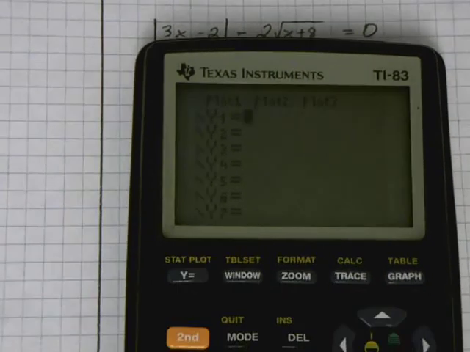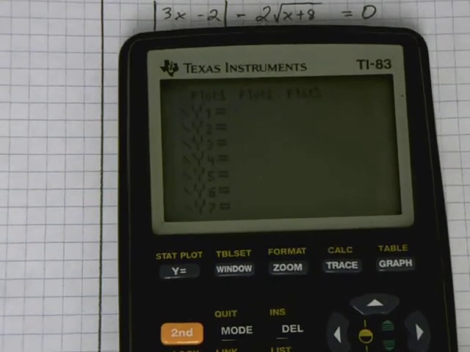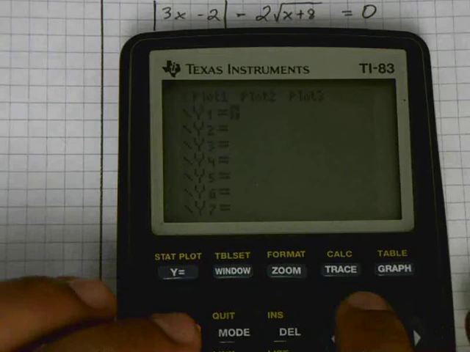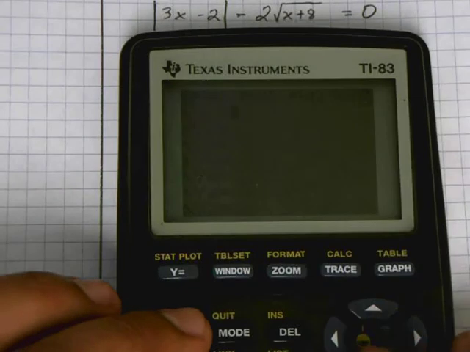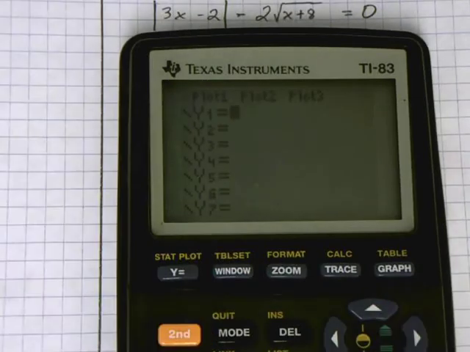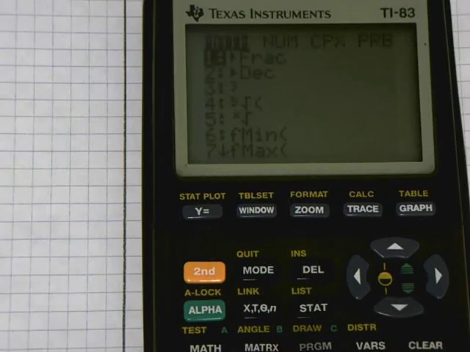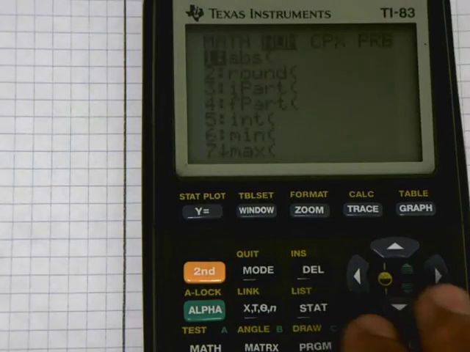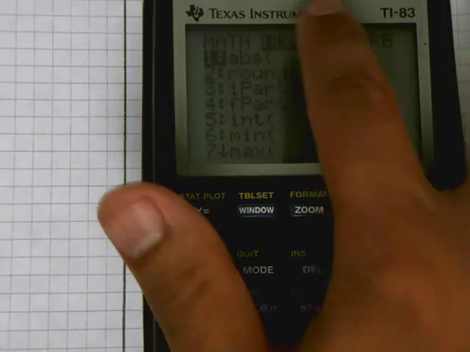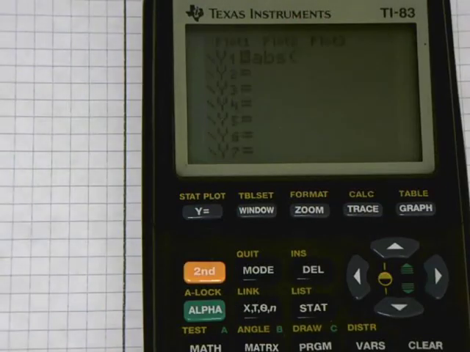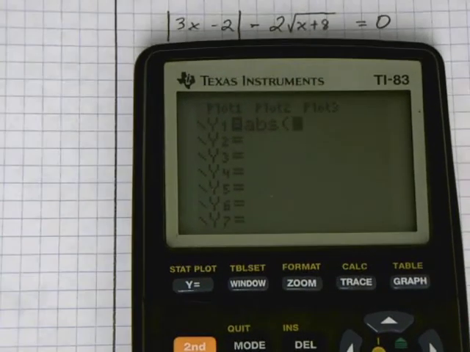I'm going to slide it up just a little bit so you can see the keys that I'm typing here. Okay. So to get the absolute value symbol, I'm going to hit the math button, which is right below the alpha button. You can see right there just off the screen. Math, go over one to where it says num, and then it's the first item on the list. Okay. And then I'm just going to type in 3x minus 2. Make sure you close the parentheses.